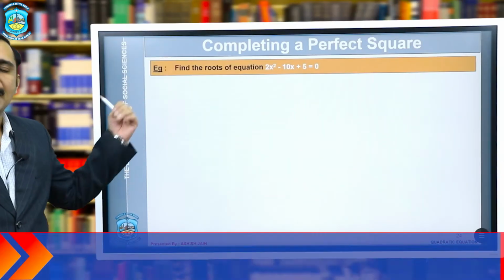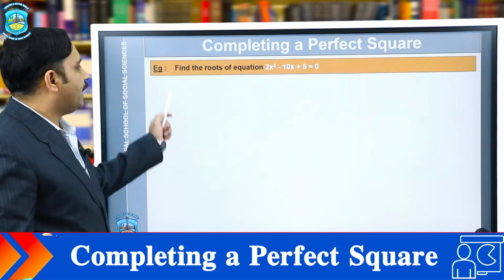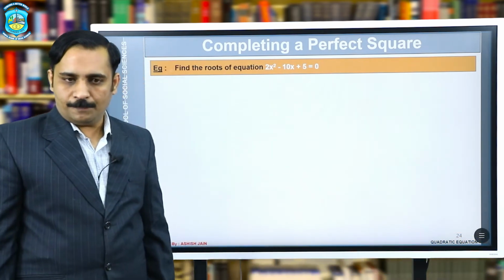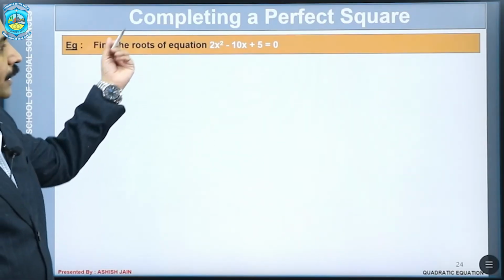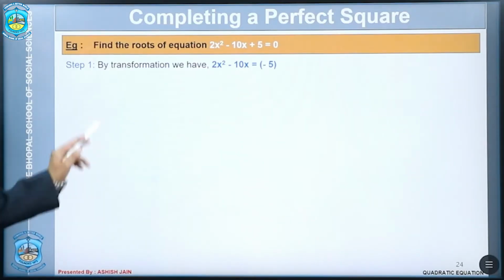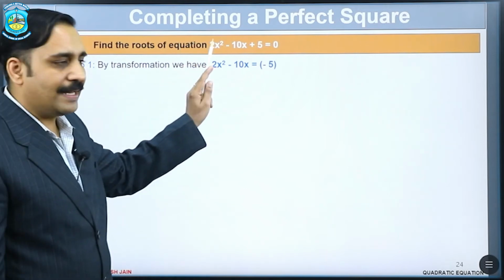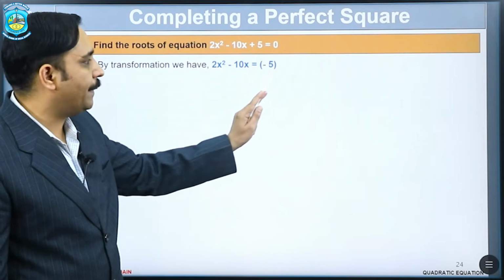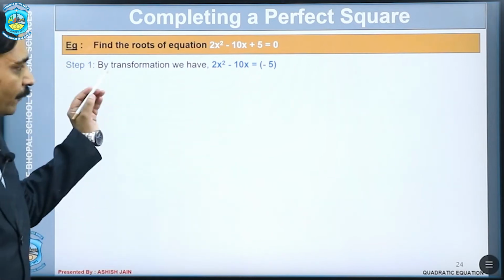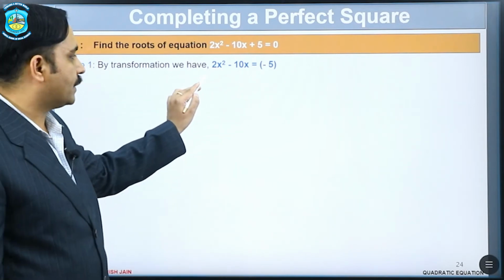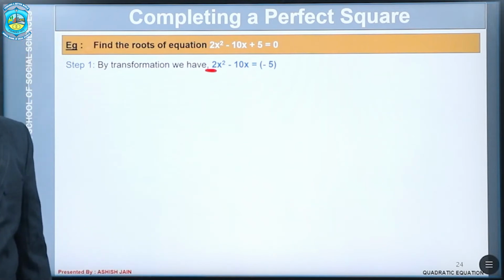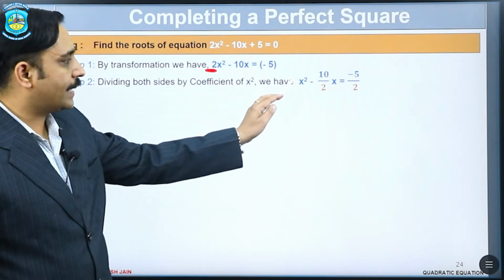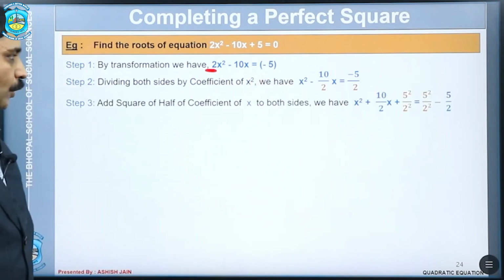Now, let us see the example of completing the perfect square. We have the equation 2x square minus 10x plus 5 is equal to 0. Now we will use this method to solve it. Here, by transformation, we will write it as 2x square minus 10x, and we'll take this 5 to the right hand side, where it becomes minus 5. We have to divide both the sides by the coefficient of x square. Here the coefficient of x square is 2, so it is x square minus 10 upon 2 x is equal to minus 5 upon 2.